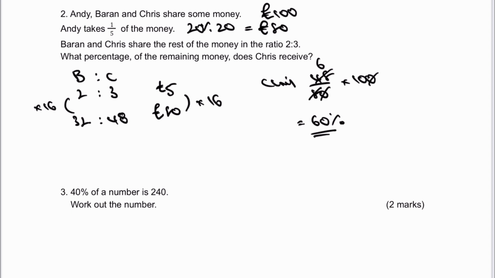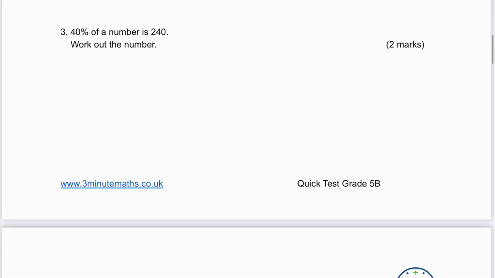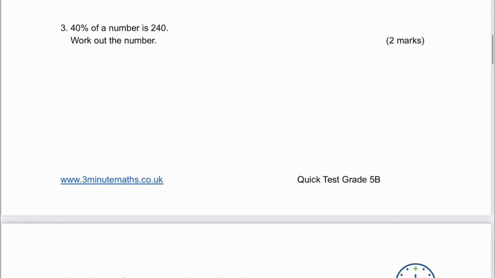You might do your calculations slightly differently. That's perfectly fine. It's not a problem. That's the way it would work for me. Okay, let's have a look then at question number 3. So question number 3, 40% of a number is 240. So if I know that 40% is 240, it's going to allow me either to work it out as 240 equals 40% of a number. Okay, and I'm going to convert that into just a little bit of algebra.